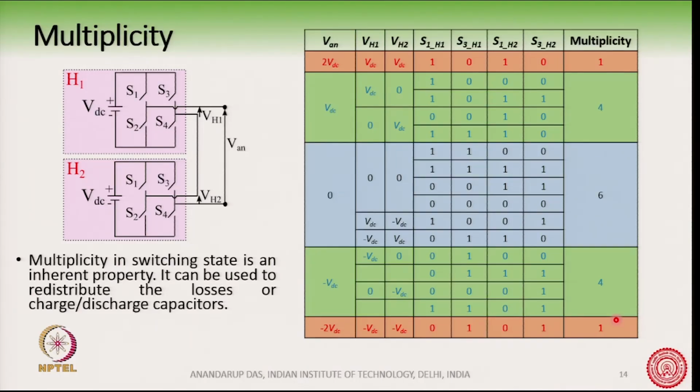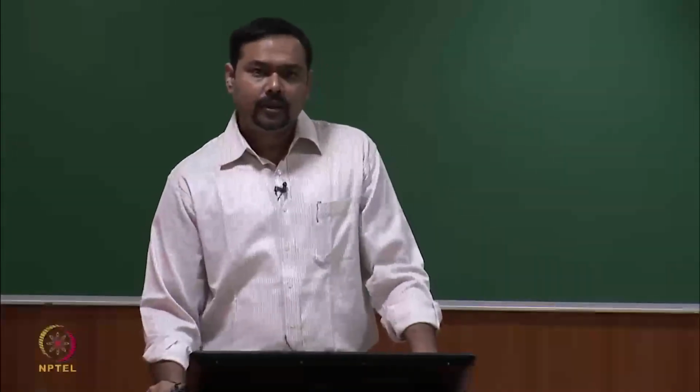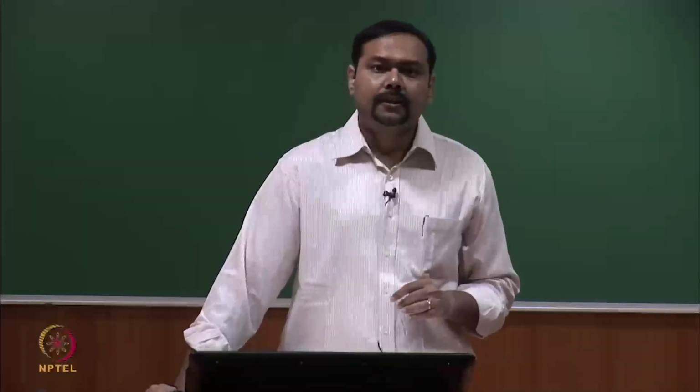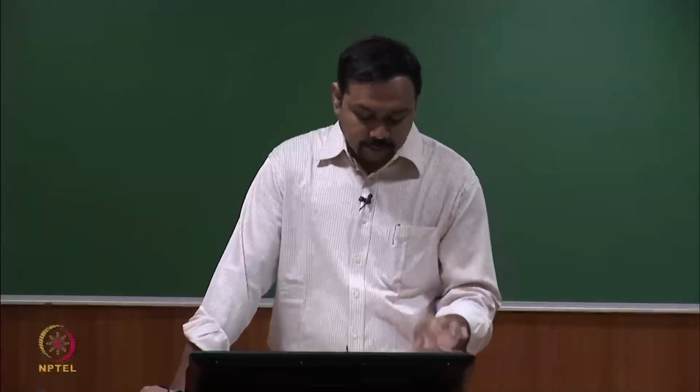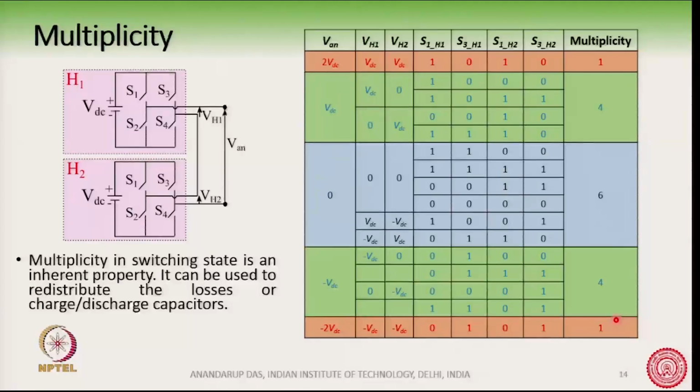Why are these multiplicities useful? They are useful in a variety of situations. For example, here we have shown these DC buses as stiff DC sources. Suppose they are made up of capacitors. For example, we are connecting this cascaded H-bridge converter in a STATCOM application, where we are only injecting reactive power, for example, in a transmission line.